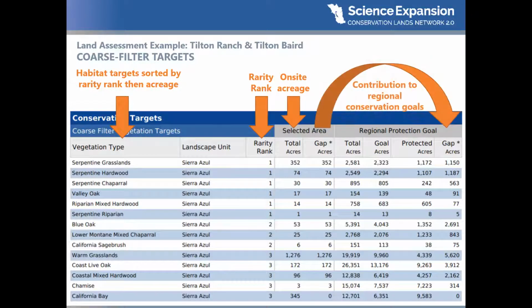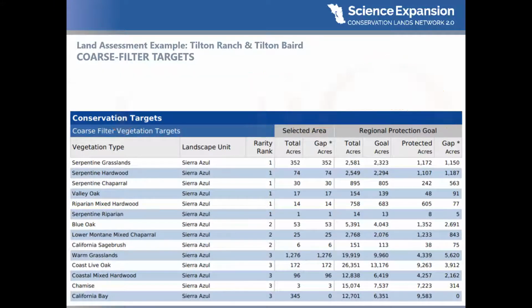Okay, so here's where we can translate this area of interest to the overall conservation goals. This property alone would contribute 352 acres to the 1,150 acreage gap for the regional conservation goal.